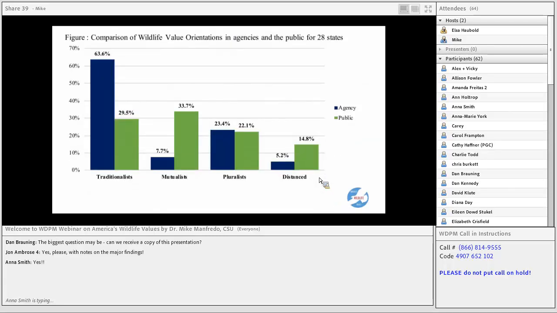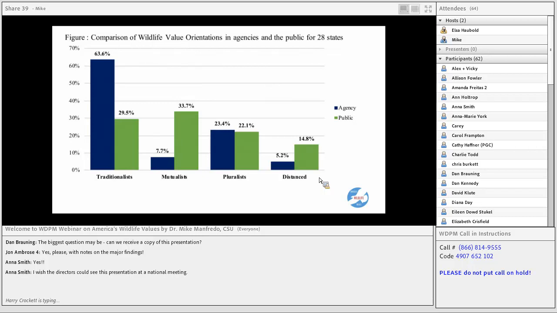I have just a couple more things that were important, in comparison of the agency to stakeholders. Now, this varies by state, and I'm just going to show you the national level comparison of value orientations within the agency as opposed to value orientations in the nation. As you would expect, you see a high proportion of traditionalists within the agencies, which is the blue, and a much lower half or so in the public at large. And if you look at the mutualist category, of course, there are many more mutualists in the public than there are in the agencies.